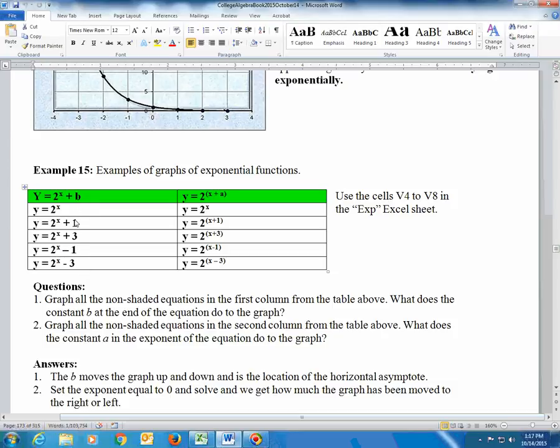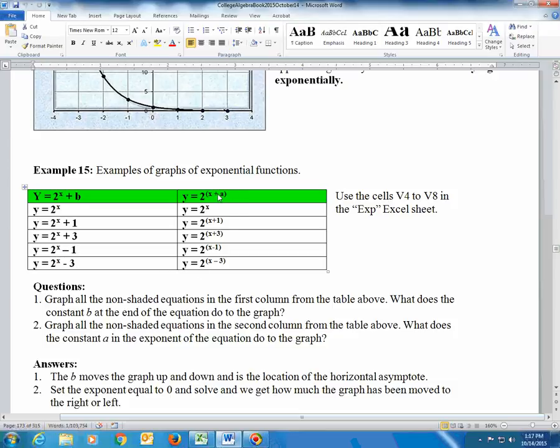The number on the outside gives you the location of the horizontal asymptote. So if you have a function like this, y equals 2 to the x plus b, the plus b is down here at the same level as the 2, not up in the exponent, then it's going to have a horizontal asymptote at b. This one has a horizontal asymptote at 0, this one at 1, this one at 3, this one at -1, this one at -3.